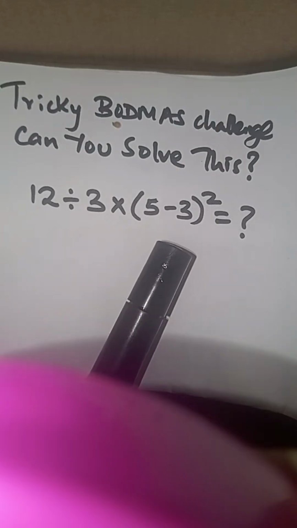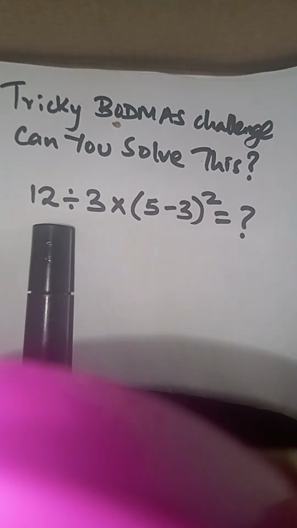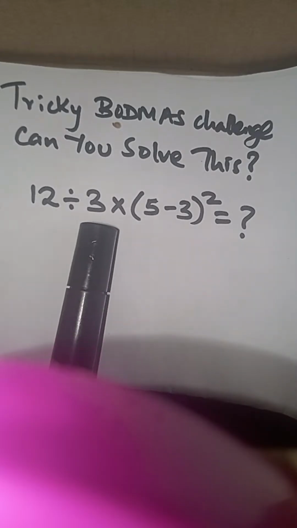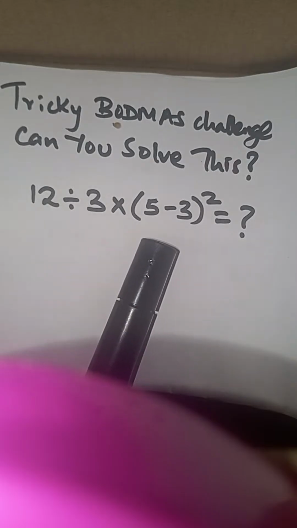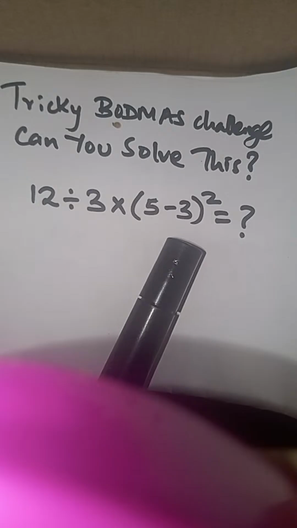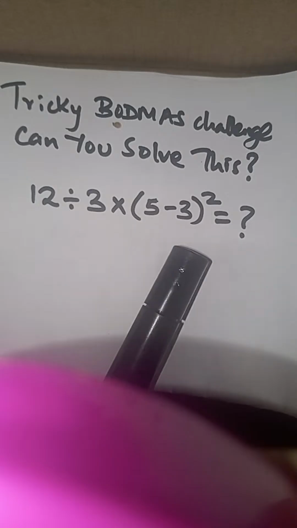You're saying that the answer to this, 12 divided by 3 times the product of 5 minus 3 squared, is equal to 1.